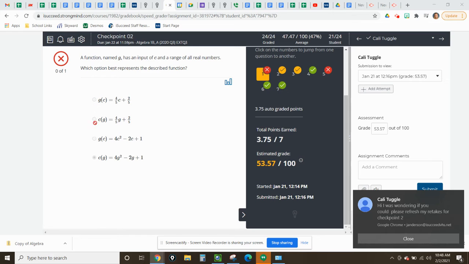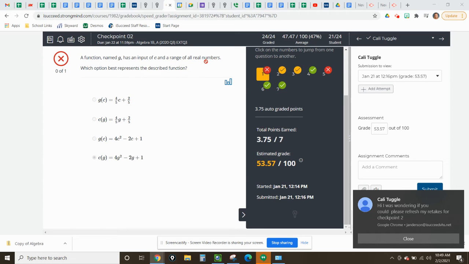Okay, so you chose this one. First of all, if the function is g, that means g is the name on the outside. So it's either going to be this one or this one. The function is g, and the input is c. So what they're putting in is c. This is called g of c. So it's either this one or this one, because the function is g, the input is c, and a range of all real numbers.